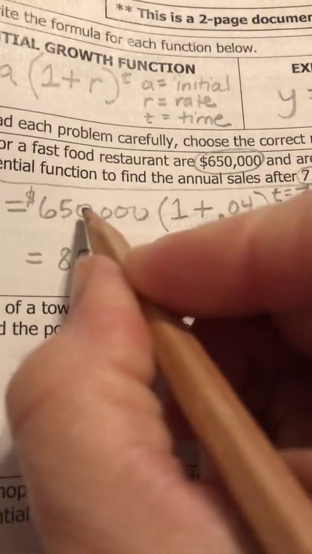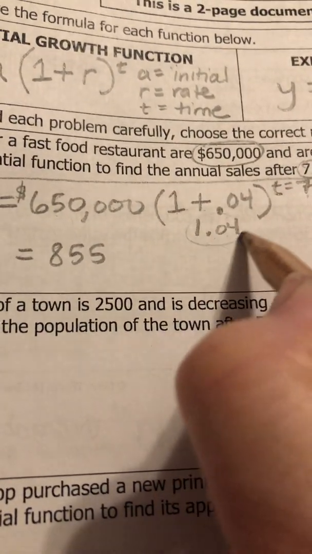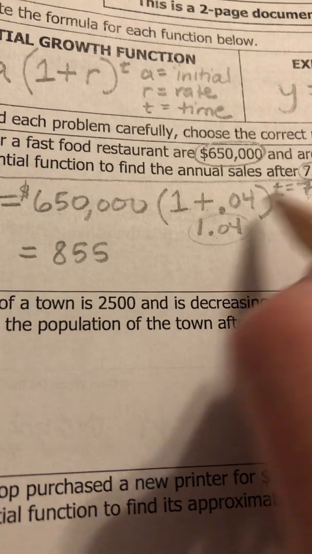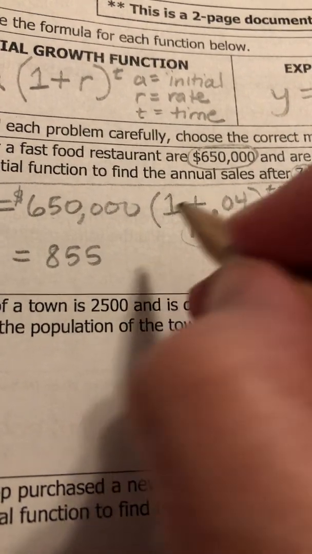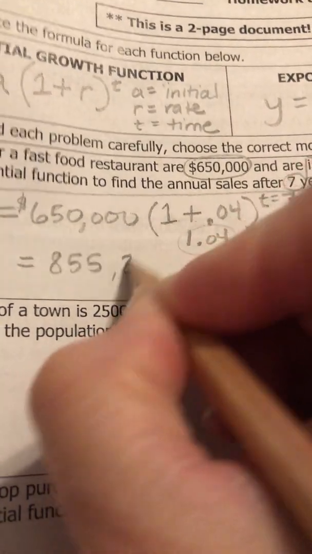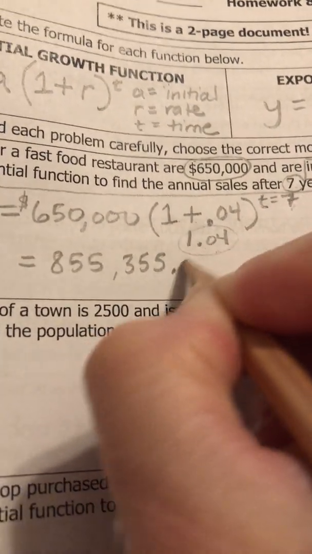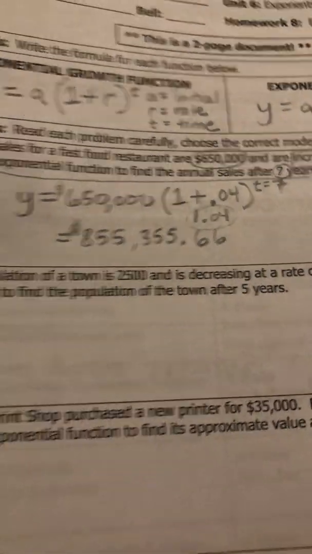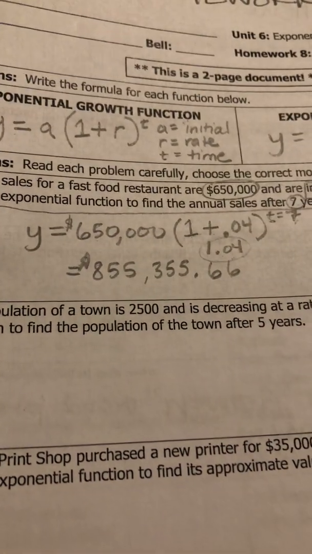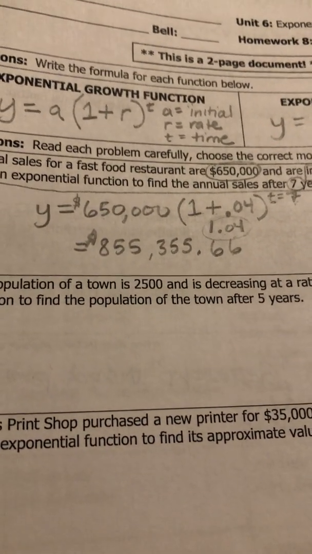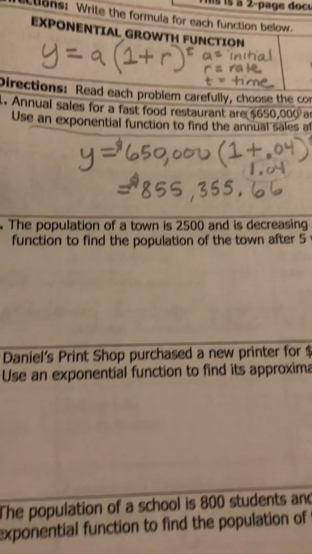Anyway, when you take this 1.04 to the 7th power, and you multiply that by $650,000, you're going to end up with that amount. So check it on your calculator. Okay, that's going to be your final amount. So again, it's increasing, so at least it's going up. That's good. Okay, after 7 years. Let's go for number 2.